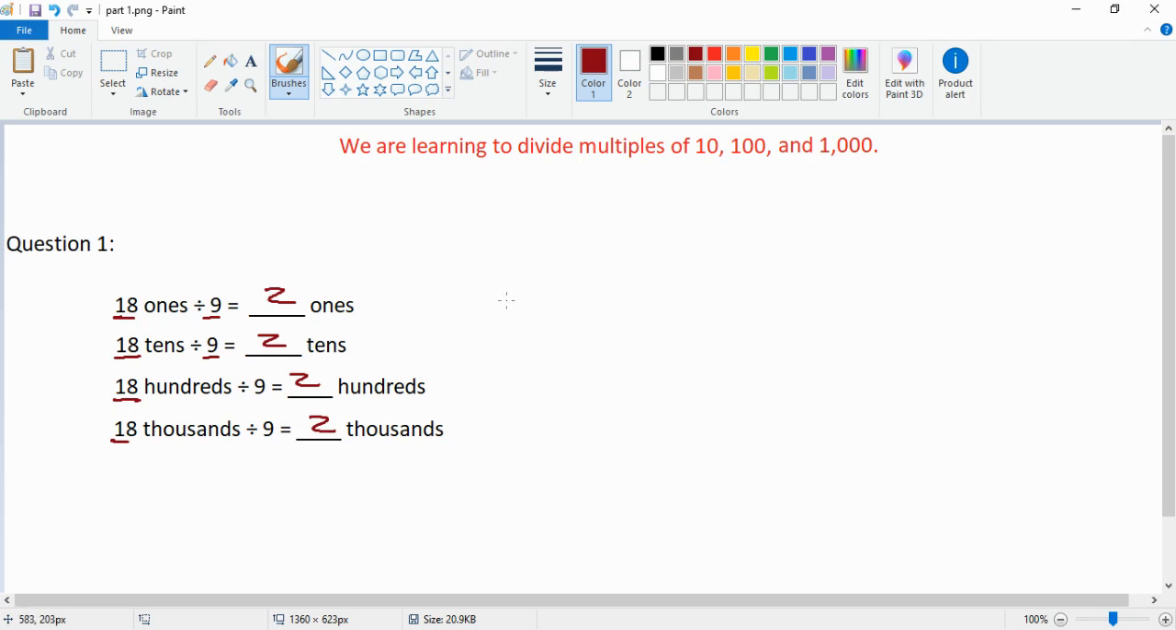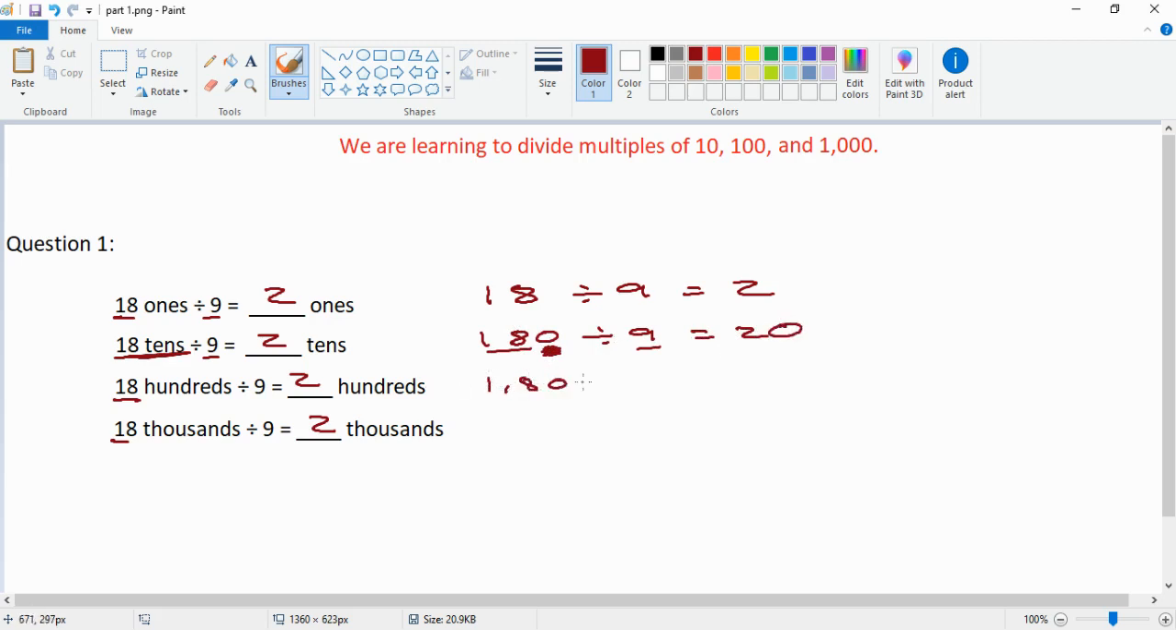These type of questions are trying to get you to understand. If you have 18 divided by 9, that's 2. 18 tens, if I change that for numbers only, that's 180 divided by 9. Well, 18 divided by 9 we said was 2. There's the 1 zero, or the 0 that we left out. We add that back in.